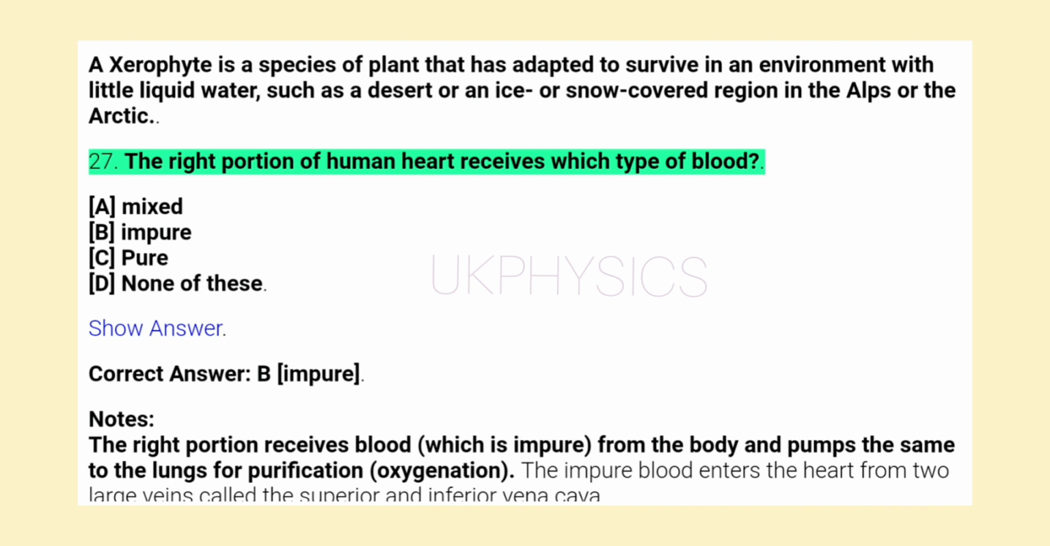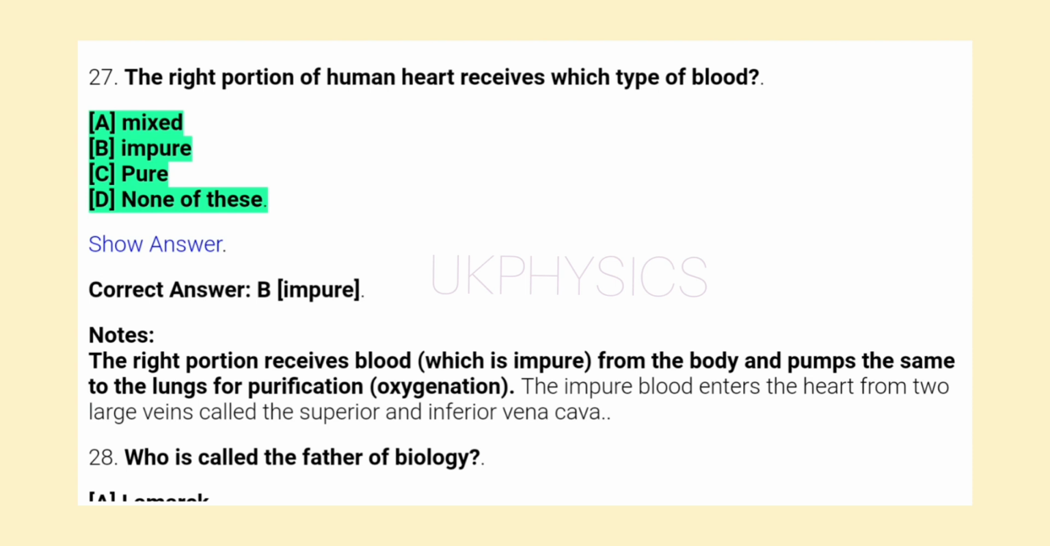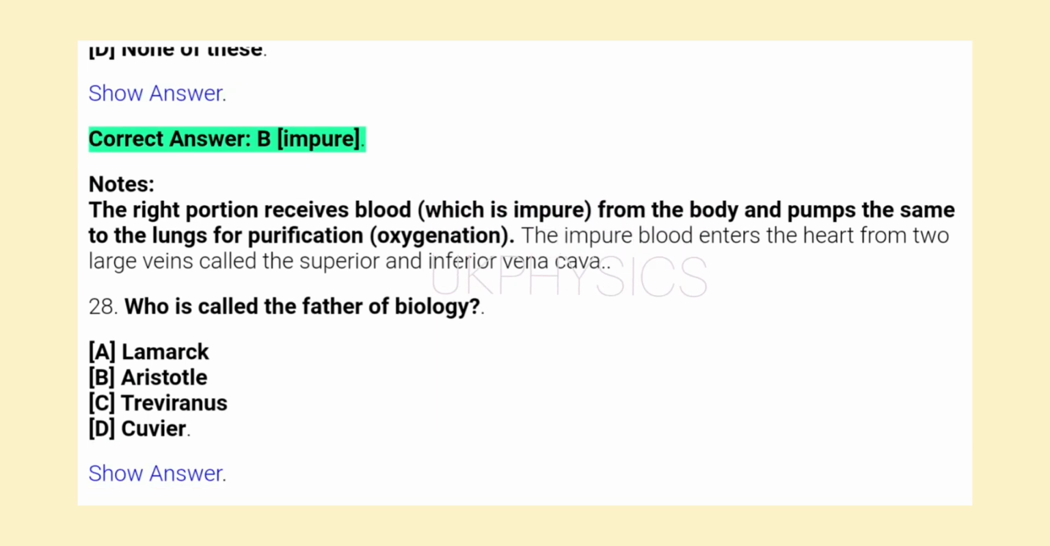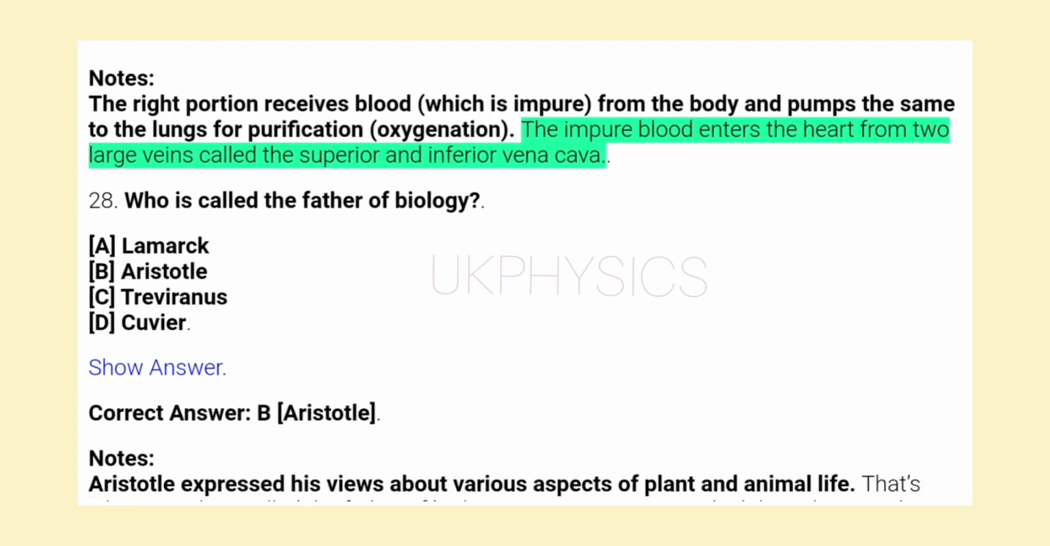27. The right portion of human heart receives which type of blood? A. Mixed, B. Impure, C. Pure, D. None of these. Show answer. Correct answer, B. Impure. Notes: the right portion receives blood, which is impure, from the body and pumps the same to the lungs for purification, oxygenation. The impure blood enters the heart from 2 large veins called the superior and inferior vena cava.